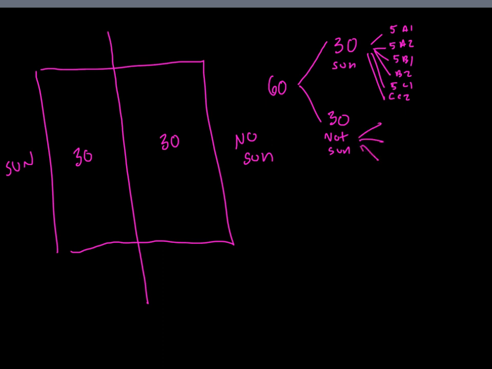1, 2, 3, 4, 5, 6. I'm kind of being sloppy here, sorry. Obviously, you would be much neater on a test or something. But these would be the 5 A1, 5 A2, 5 B1, 5 B2, 5 C1, 5 C2.